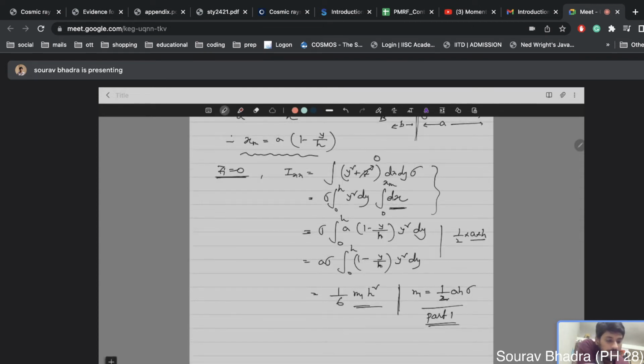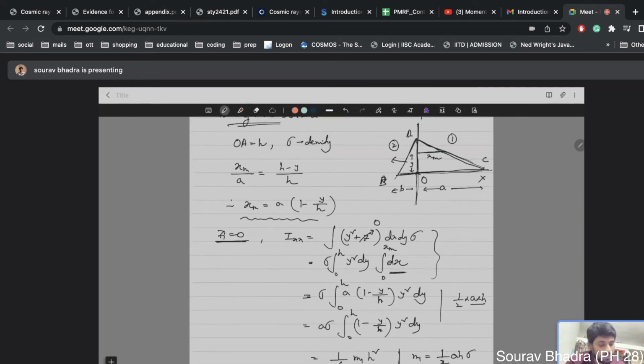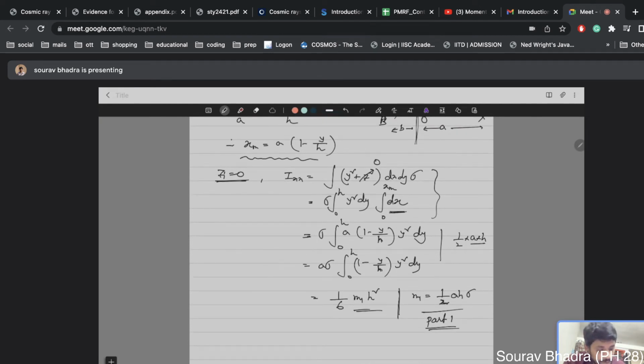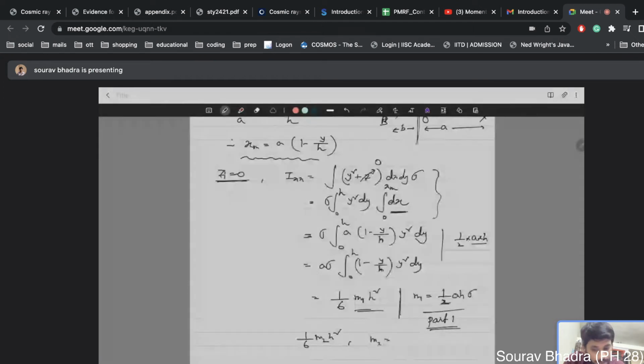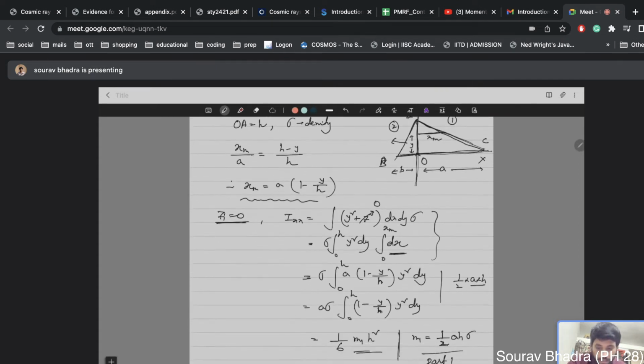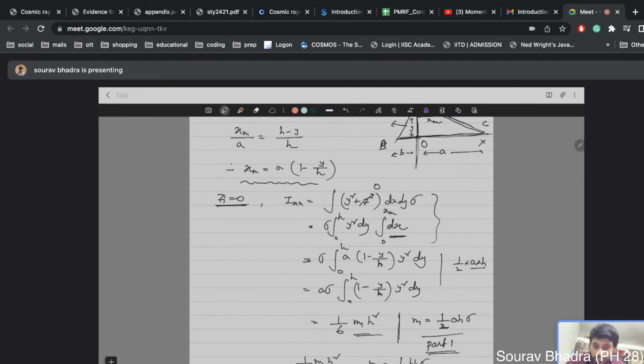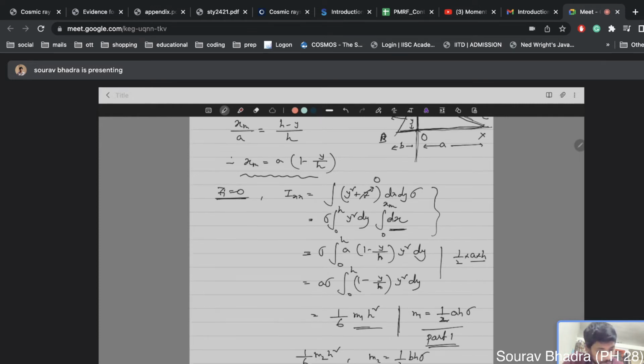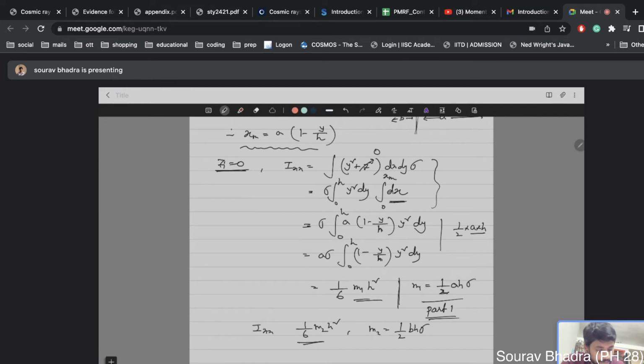Similarly, if you calculate ixx for the second portion, which is the left side of the oy axis, then you will get similarly 1/6 m2 h square. Okay, where m2 is the mass of the second part, that is half b h sigma, where b is the length of the base of this particular portion, and h is the height. So it is ixx for the second part.